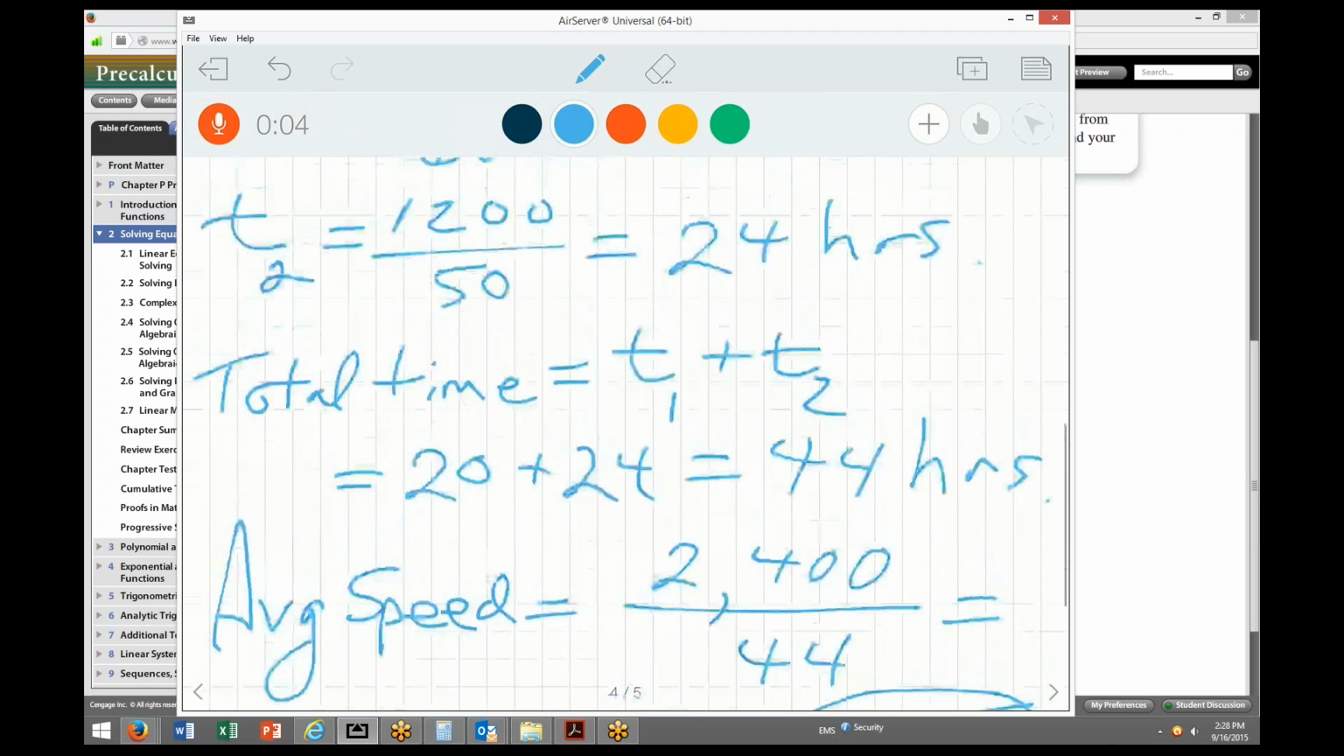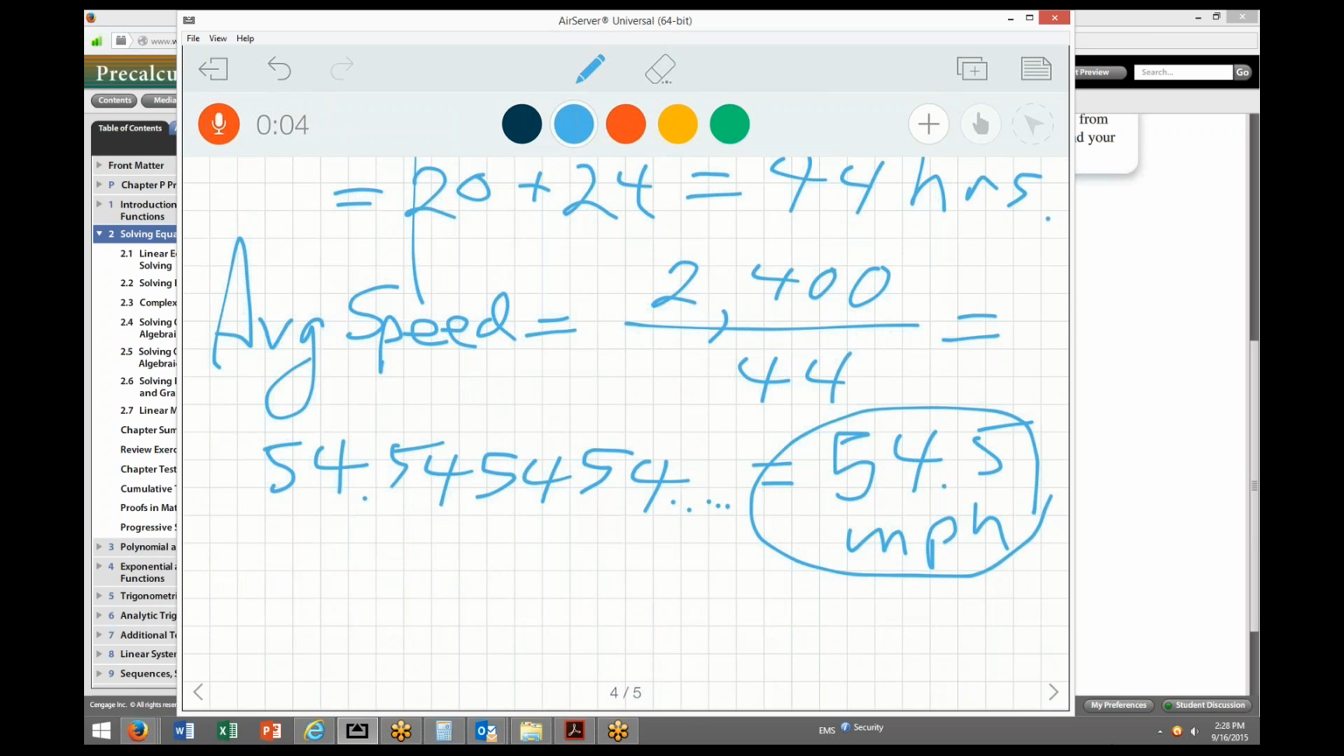My screen's frozen up again, I'm afraid. Having AirServer problems. I'm doing stuff, but, well, there it goes. Maybe it's just slow. Okay. All right.